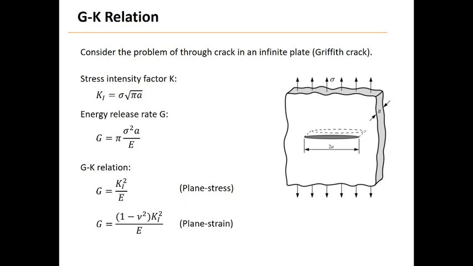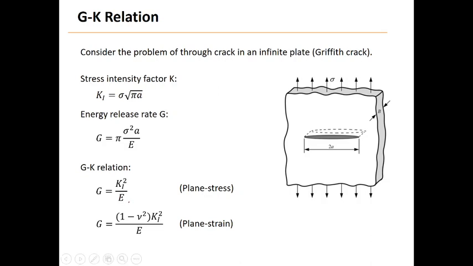So, for example, if you just take K1 and take the square of that, you're going to get sigma squared pi a, and that's exactly what you see in G times E. So just collecting that, it is very straightforward to look at the GK relation. Now, energy release rate is related to K1 squared over E.